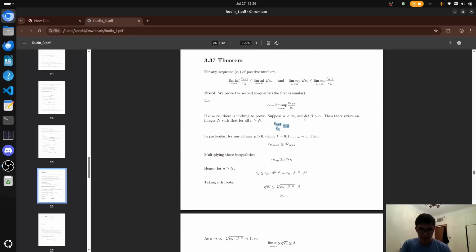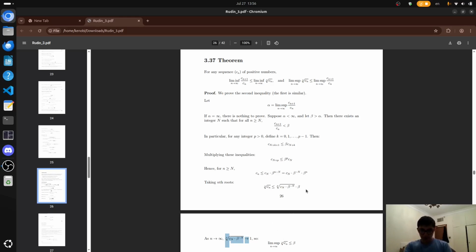So Cn plus 1 over Cn is less than beta, let beta be greater than alpha, right? We multiply it, and then we know each one is less, so you can multiply it twice, 3 times, etc. to get this, and then for n greater than or equal to N, you get this, which is equal to this, n minus N, you're just separating the exponents. Take the nth root. This goes to 1 as n goes to infinity, right? Because we showed that for any number you take, its nth root, when n goes to infinity, goes to 1. It's one of the limits that we proved.